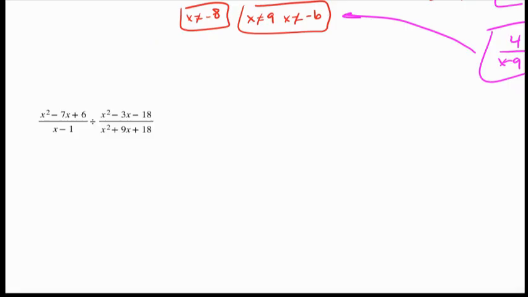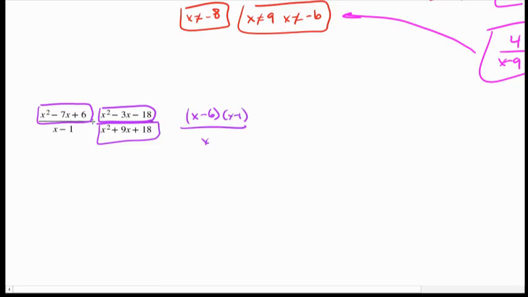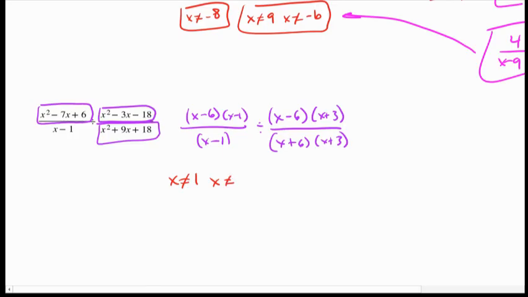Same general process for this one here. I see that I have 3 different trinomials here, 3 terms that I can factor. So x minus 6 and x minus 1. And then this becomes x minus 6 and x plus 3. This one becomes x plus 6 and x plus 3. I check for excluded values at this point, so x cannot be 1, x cannot be -6, and x cannot be -3.